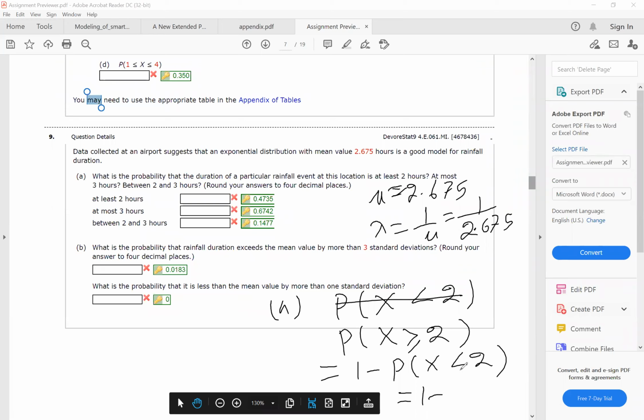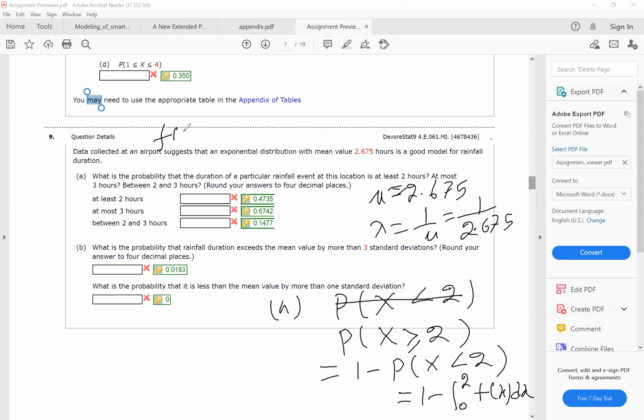So 1 minus, and this probability we know is the integral from 0 to 2 of f of x dx. So what is f of x in this case? F of x is equal to lambda times e to the power minus lambda x. And this is the lambda value. So this is our lambda. So you can just plug in this number here, and that will be the lambda value.